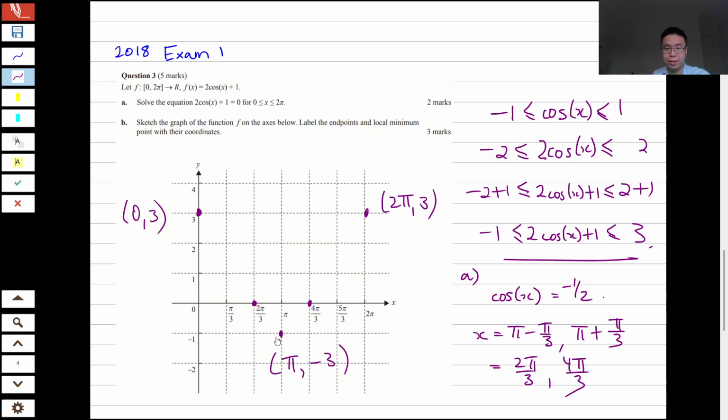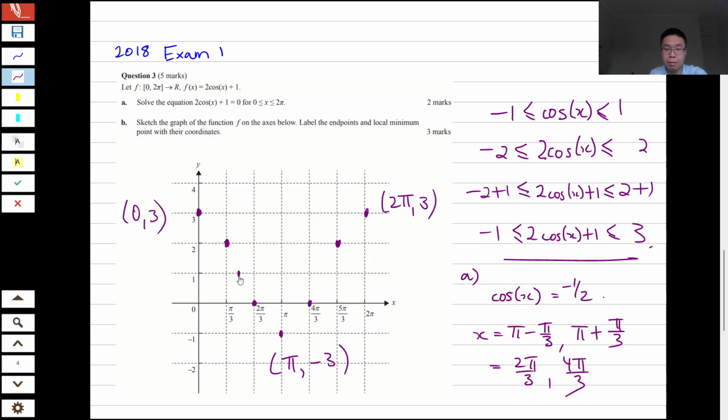And since the graph goes down by 1 from the mean at the intercepts, if you go away by pi on 3 units along the x-axis, your y value changes by 1. I'll get the same thing happening here. So I automatically get these 2 points as well. Now feel free to check that if you like.